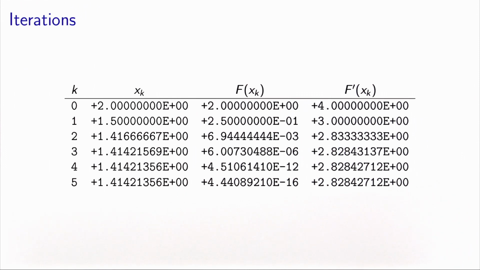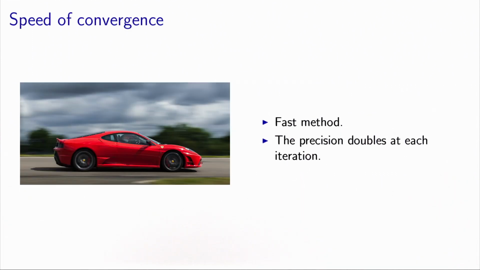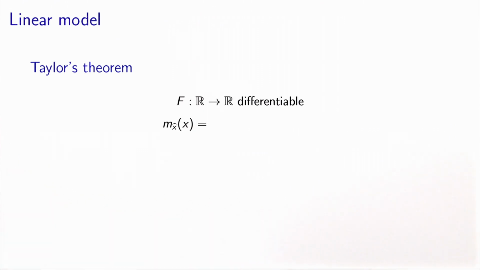What you can see as well is that the precision that we have doubles at each iteration, almost. So 3, 6, 12, and then 16. So we are here in the presence of a method that goes quite fast. It goes very fast towards the solution. Formally speaking, we will say that the method is quadratically convergent. Somehow the precision doubles at each iteration. So we have a very fast method. It's like a Ferrari.